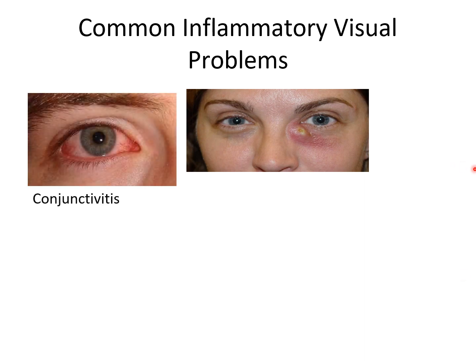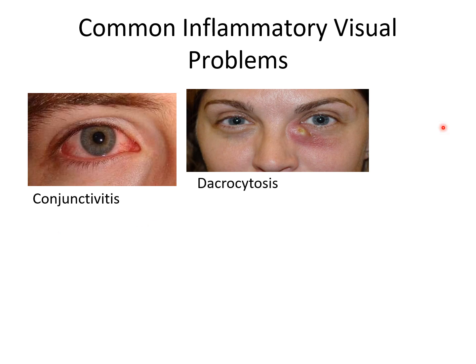So the following are common visual problems, or problems with the structures of the eye. First would be conjunctivitis. Conjunctivitis is also known as red eye or at times pink eye because of its discoloration. It may be caused by viral infection, bacterial infection, or allergic reaction.